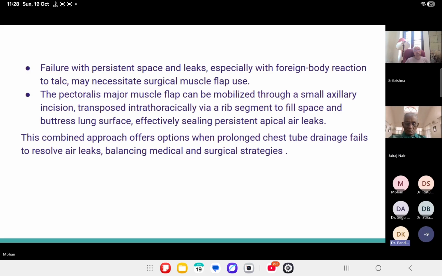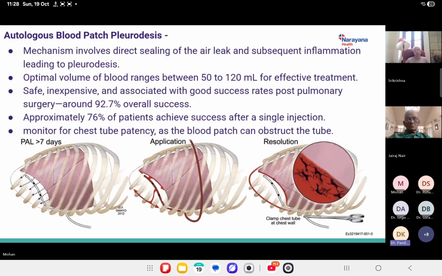The pectoralis major muscle flap can be mobilized through a small axillary incision and transposed intrathoracically via a rib segment to fill the space and buttress the lung surface, effectively sealing persistent air leaks. This combined approach offers options when prolonged chest tube drainage fails to resolve air leaks, balancing medical and surgical strategies.